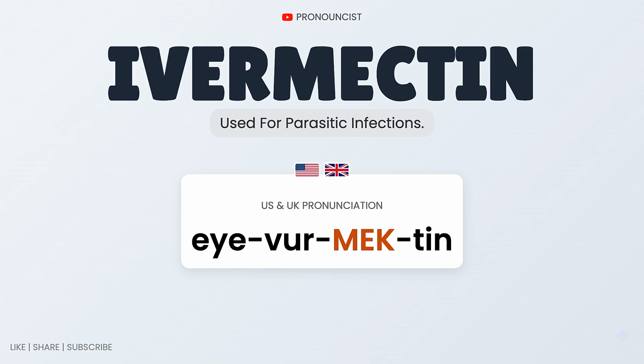I, vur, mek, tin. IVERMECTIN. Practice repeatedly and you'll soon be able to say this word perfectly. The best way to practice is to repeat the syllable multiple times.